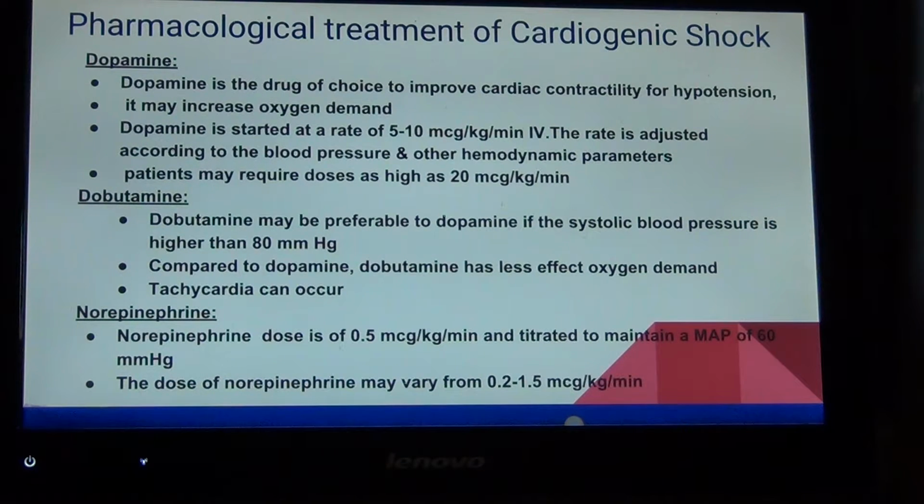Dopamine is started at a rate of 5 to 10 micrograms per kilogram per minute via IV. The rate is adjusted according to the blood pressure and other hemodynamic parameters. Patients can get a dose as high as 20 micrograms per kilogram per minute of dopamine if needed.